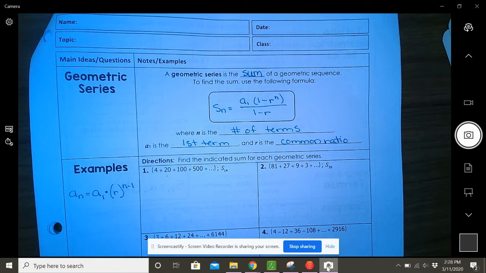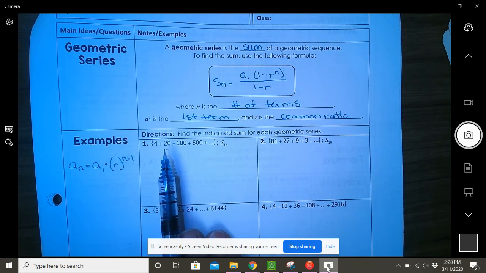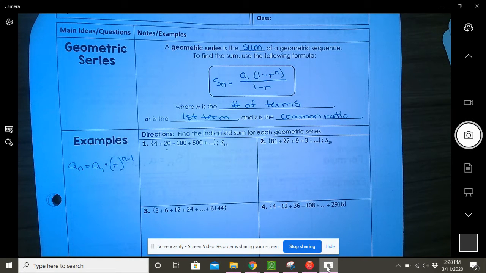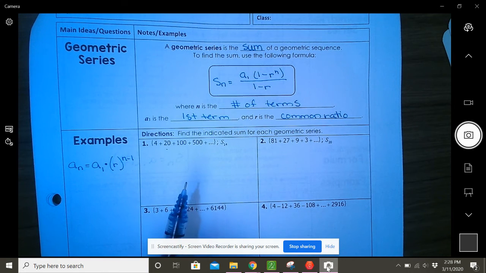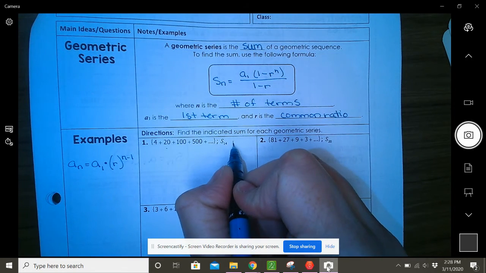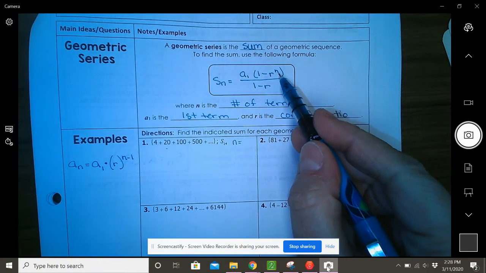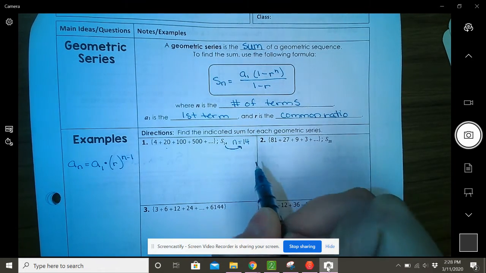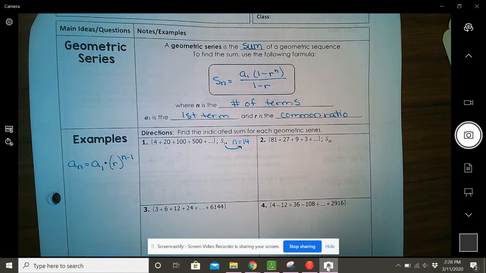Let's do some practice here. Here's my first sequence or my first series, and I want to find the sum of the first 14 terms. Now, I do not want to write out 14 terms of this series. That'd be too much. So let's use our formula. In our formula, here's what we need. We need to know what n is, because we'll be plugging that in. Well, my n is 14, because I want to find the sum of 14 terms.